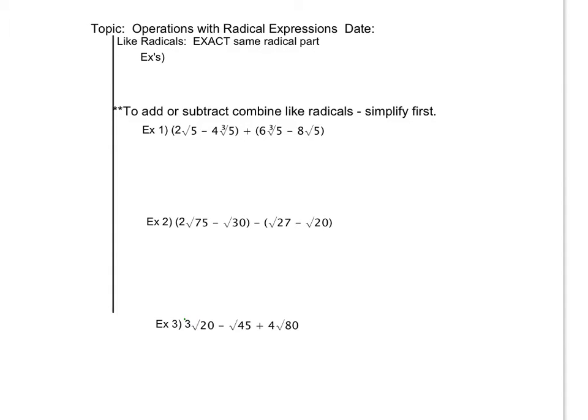Just like variables or like terms have the exact same variable part, like radicals will have the exact same radical part. For example, we might have something like the square root of 3 and the square root of 3. Those would be the exact same radical part. They both have a square root. They both have a 3 underneath.